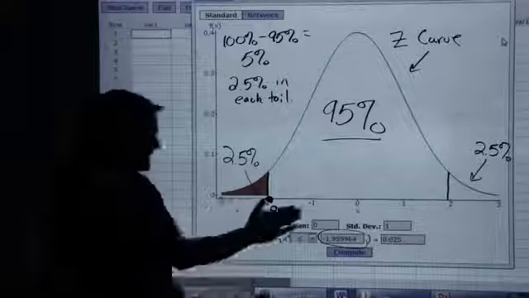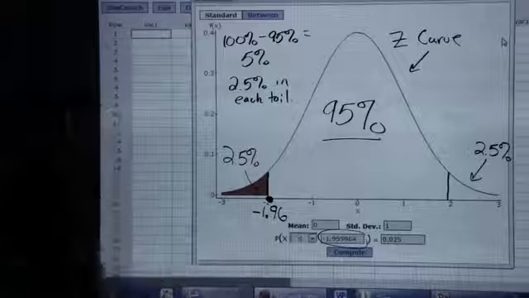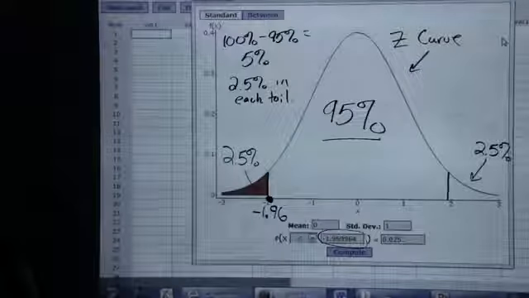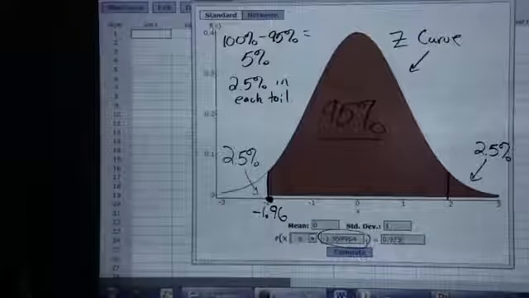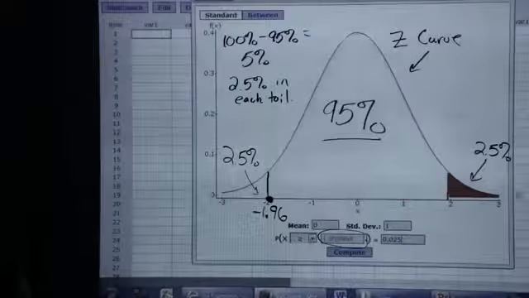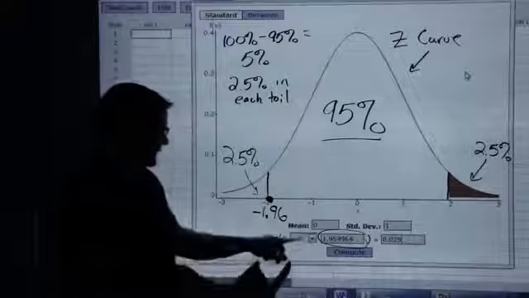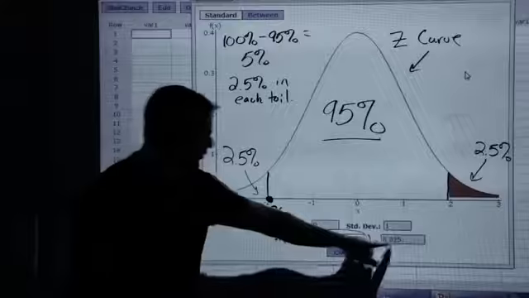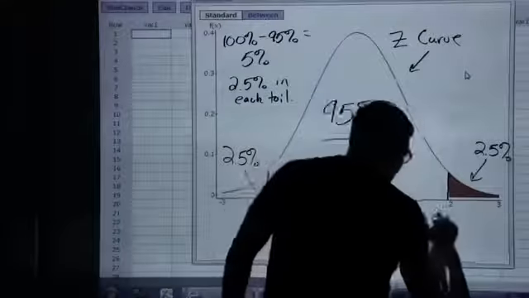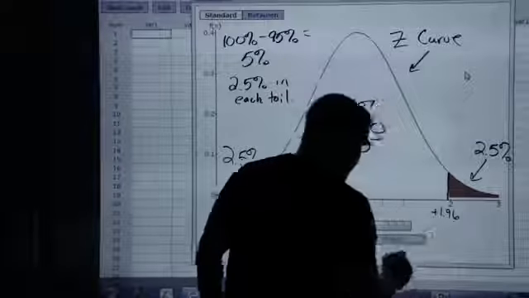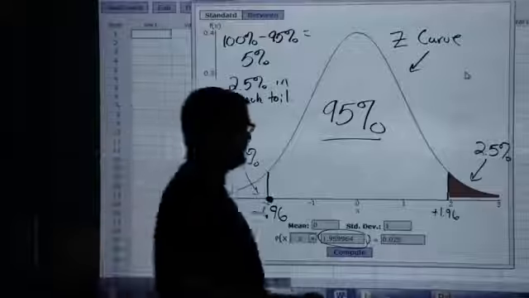Without even thinking, can you tell me the number on the upper tail? It's positive 1.96. You can check that at the bottom. So what did I do? I changed to the probability x is greater than, and I put 0.025 for the upper tail, and I got a positive 1.96 up there.